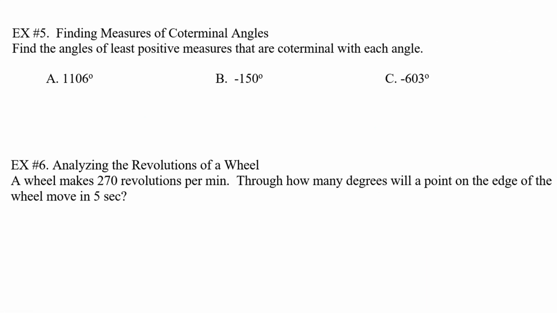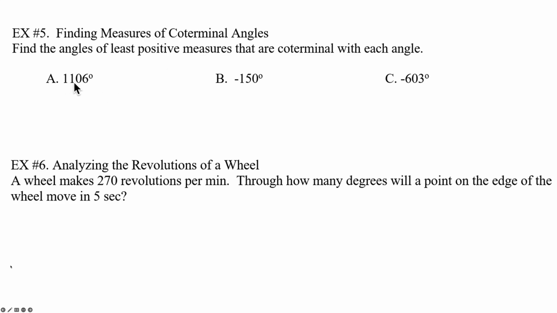Example 5, finding the measures of coterminal angles. I'll be perfectly honest with you, this is a little calculator work for me. Find the angles of least positive measure. So what you might want to do in the notes right here is put down your answer has to be between 0 and 360 degrees. They want it to be 0 degrees to less than 360. Everything inside of 1 revolution up to 360, because again, technically, 360 degrees is the exact same as 0 degrees.